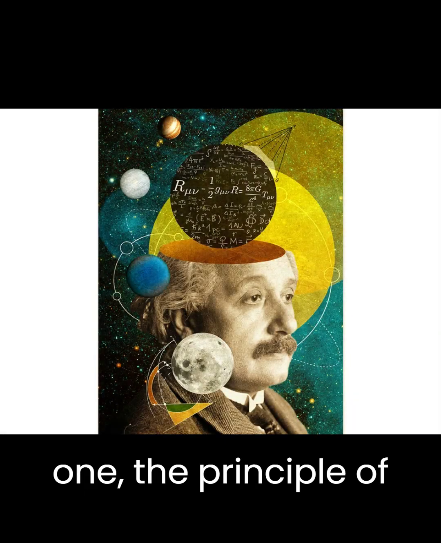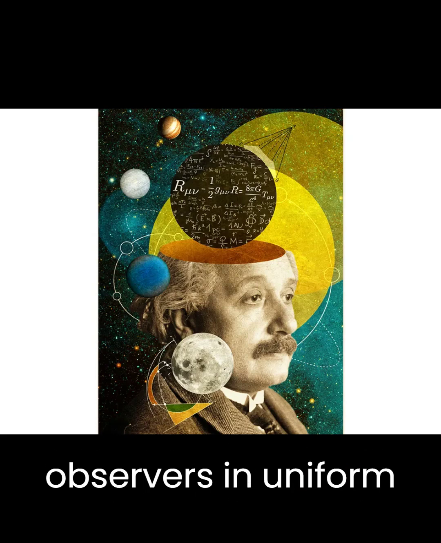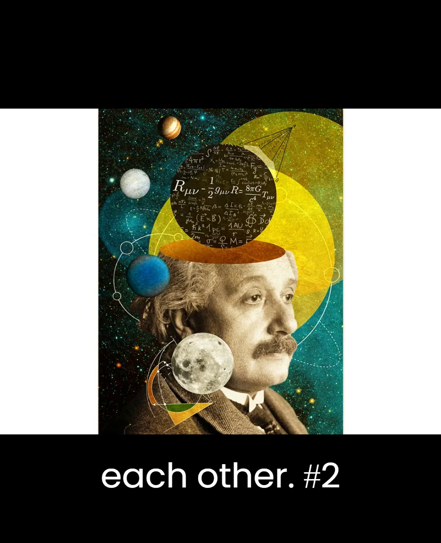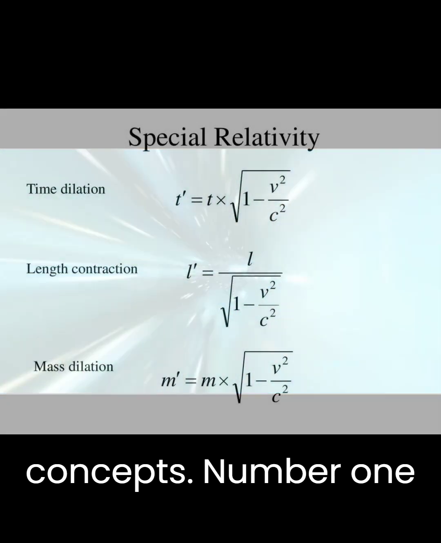Number 1, the principle of relativity. The laws of physics are the same for all observers in uniform motion relative to each other. Number 2, constancy of the speed of light. The speed of light in a vacuum is the same for all observers, regardless of the motion of the light source or observer. Now let's talk about its fascinating concepts.